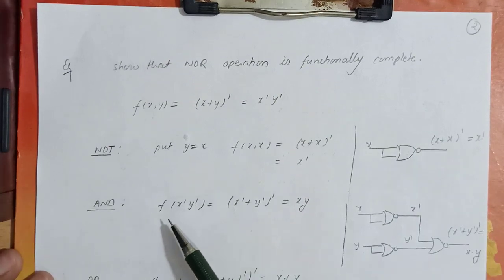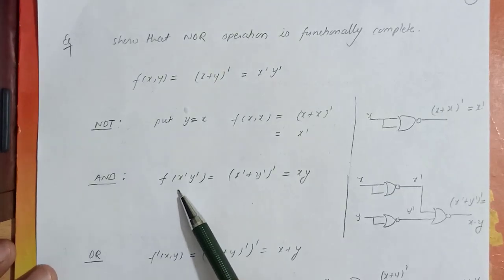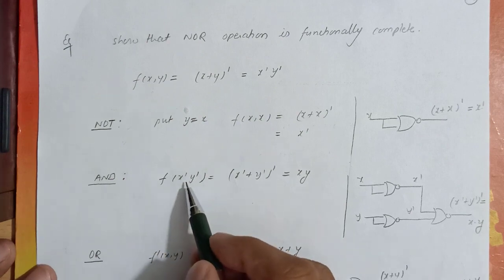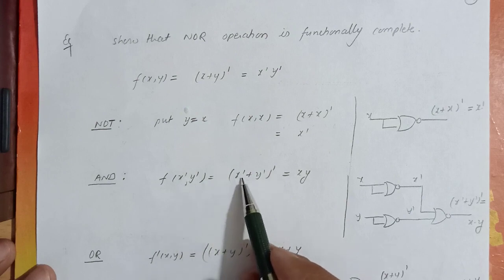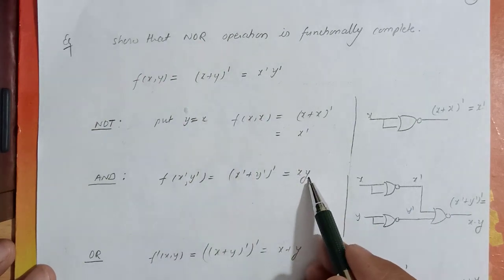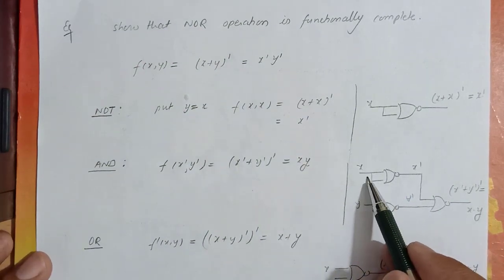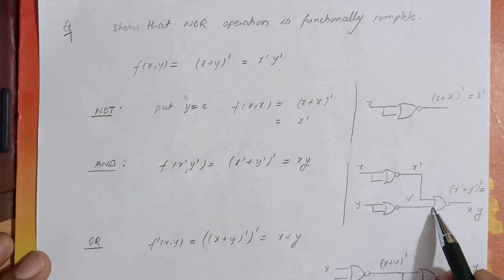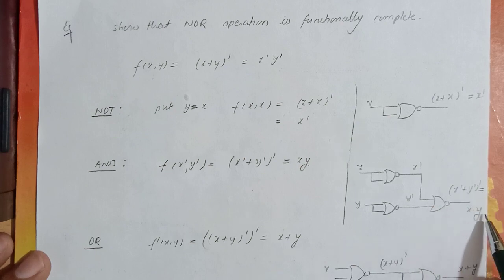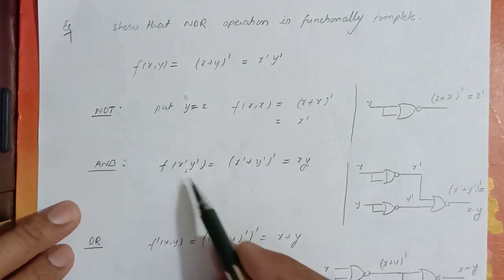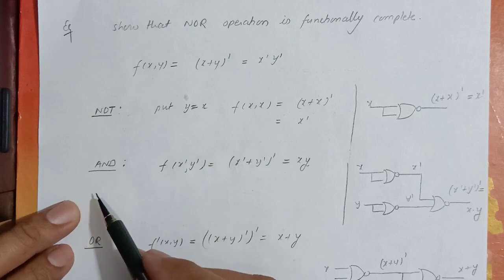Again, if we apply the complements of both the inputs, so f of x dash comma y dash, what will it be? x dash plus y dash whole dash, based on the definition, which is nothing but x y. So we will take the complement of each input and then apply it to the NOR operation. It will give x y. With this point we can conclude that NOR operation is functionally complete.